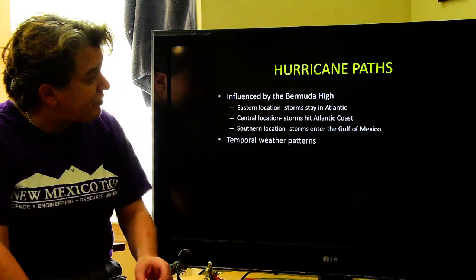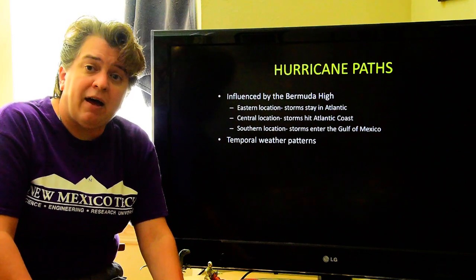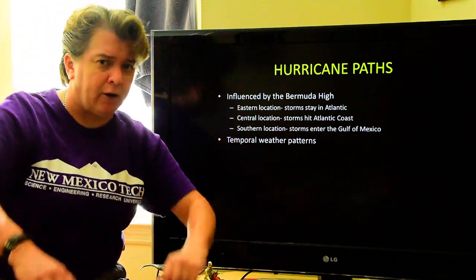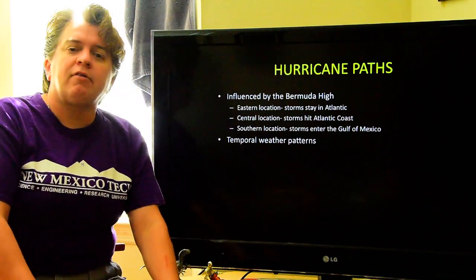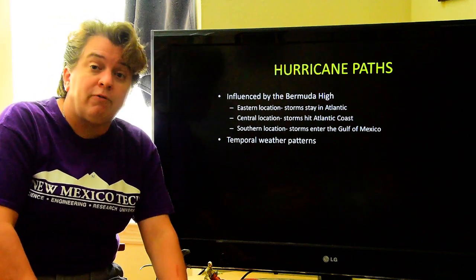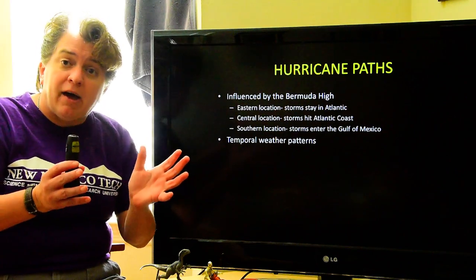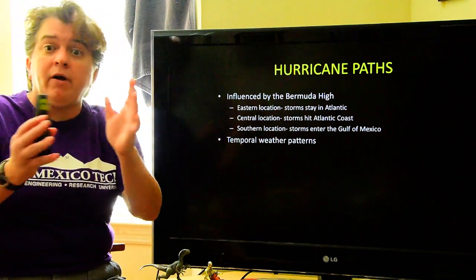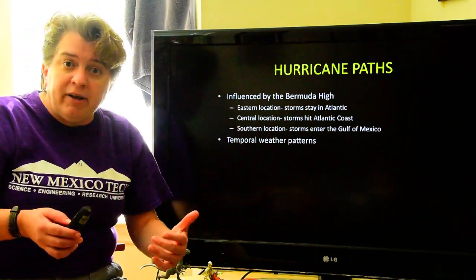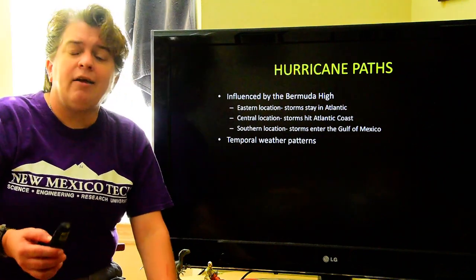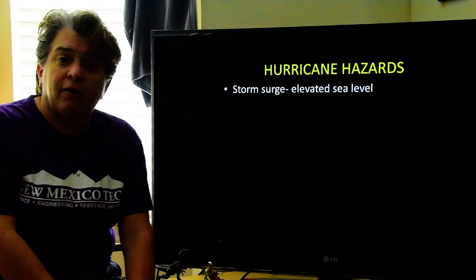Where is that sitting? Now the other thing that affects hurricanes and their path is what we call temporal weather patterns. Temporal means day-to-day weather patterns. So it's like, where are the warm fronts? Where are the cold fronts? Where are the high and low pressure areas? Those will have an effect on pushing the storm one way or another, or pulling it and guiding where it goes. And those change every day. Heck, they change from morning to night. And so that's one of the things that makes exactly forecasting these very difficult to do.